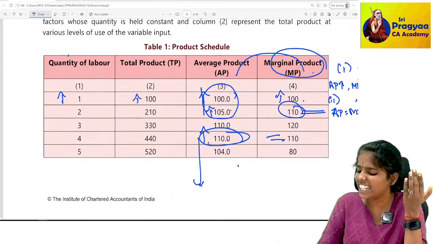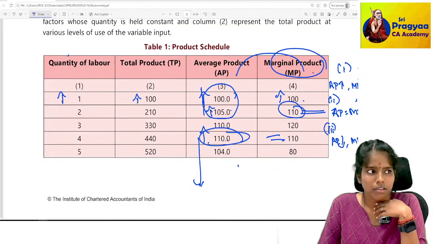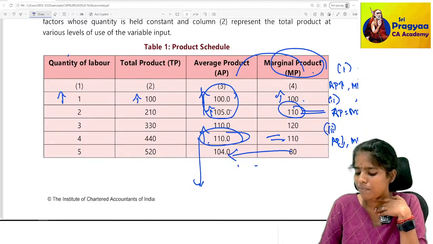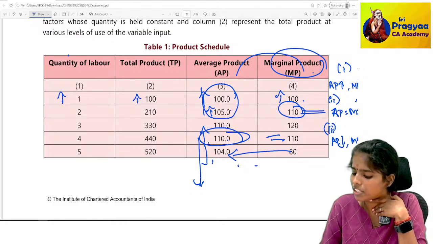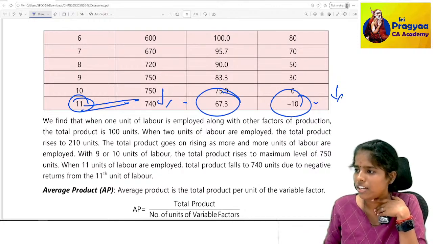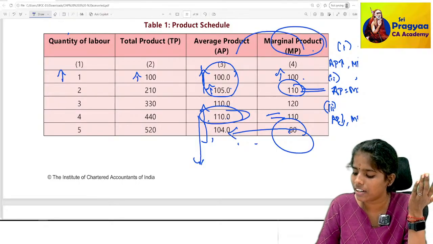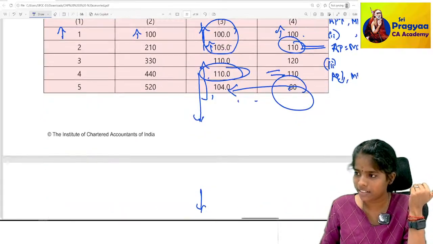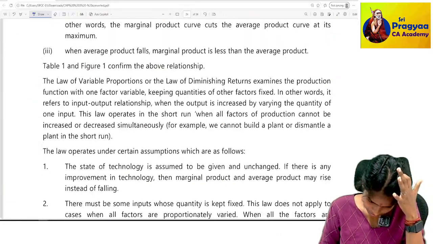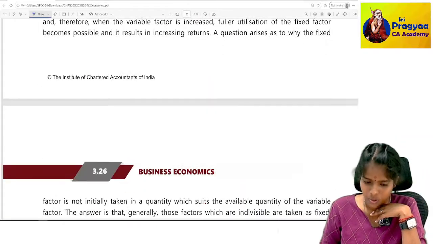Average product decrease ஆகிறப்போ my marginal product is lesser than my average product. இப்போ இங்க 104 இருக்கிறப்போ my marginal product is only 80. Again இங்க 67 இருக்கப்போ இது -10. So என்ன ஆகுது, when average product decreases, marginal product is lesser than average product. Did you get it? This is my relationship. Okay.